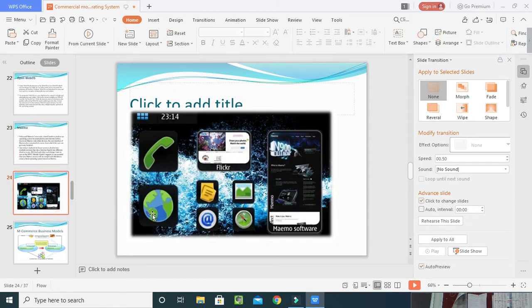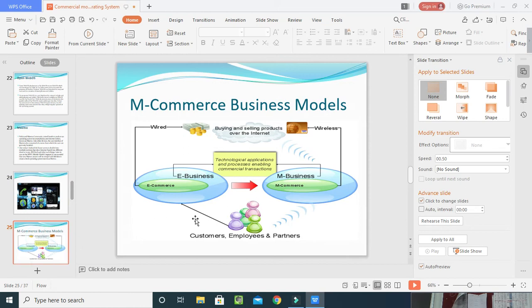It is also like this, this is the way. Now these are the things that we have learned. We are having 9 to 10 operating systems, but here I have just taken 8 for your explanation. And coming to the next thing, the m-commerce business model.